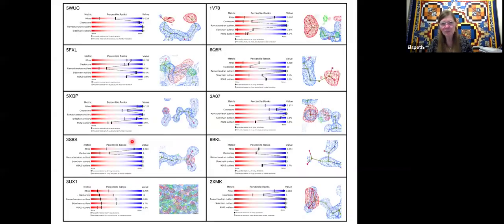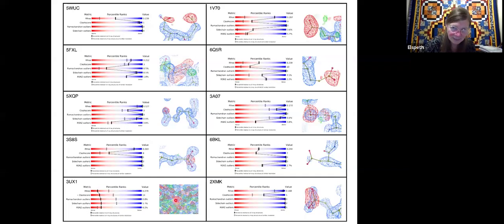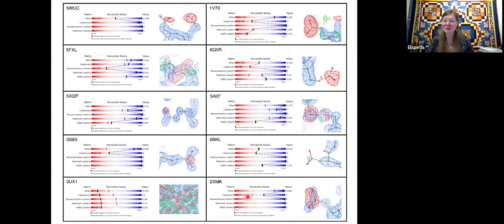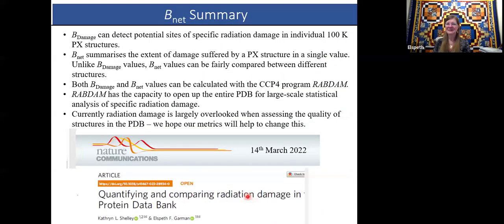So we published the worst 10 of these in a Nature Comms paper. This one was just a terrible structure, but you can see that all of these have something wrong with them in terms of radiation damage. And if you're using a structure, it allows you to just run the software, which is called RabDam, and give it an index and see whether you can rely on it or whether you should look at the difference density.